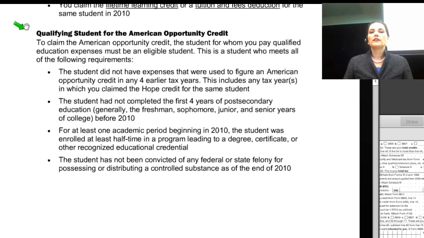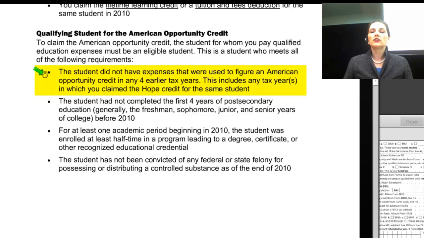So who is a qualifying student for the American Opportunity Credit? To claim the American Opportunity Credit, the student for whom you pay qualified education expenses must be an eligible student. This is a student who meets all of the following requirements. The student did not have expenses that were used to figure an American Opportunity Credit in any 4 earlier years, including any tax years in which you claim the HOPE credit for that same student.